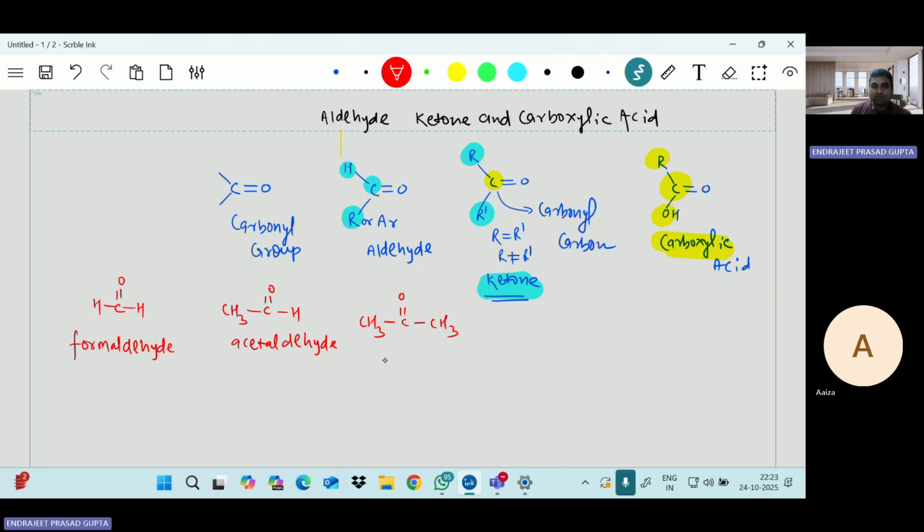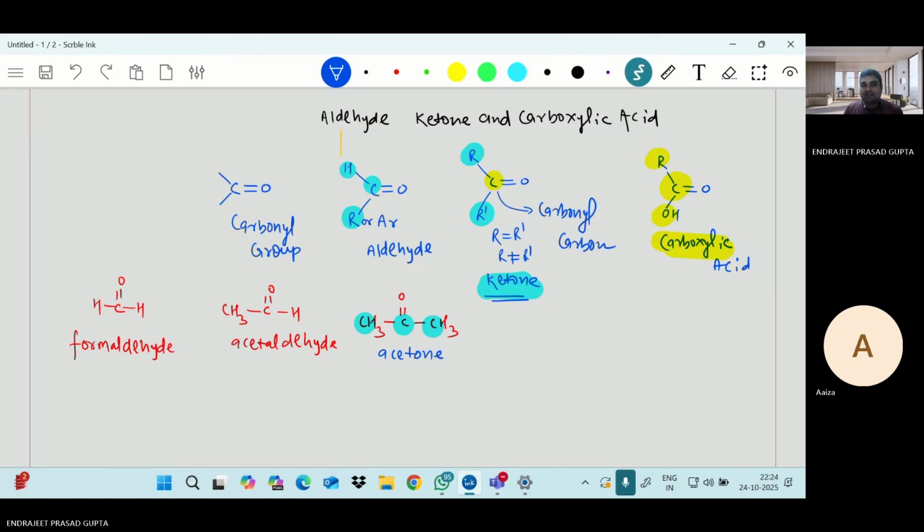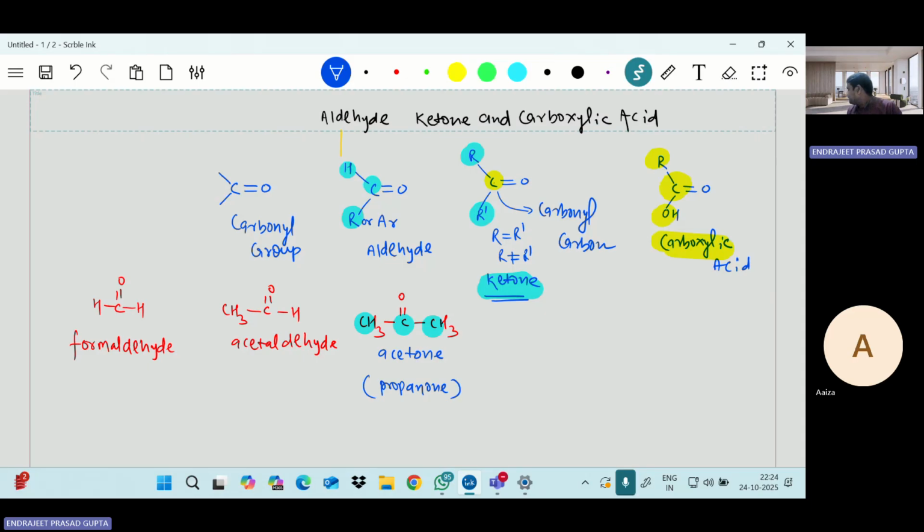If you are writing CH3, C double bond O, CH3, this is called ketone, because the carbonyl carbon has two carbon side chains. So now this is not aldehyde, this is ketone, and this ketone is called acetone. In the case of acetone, at least three carbons are required. The IUPAC name for this one is propanone. So for ketone, the suffix one can be used. This is propanone, IUPAC name. And the name of this compound is acetaldehyde.